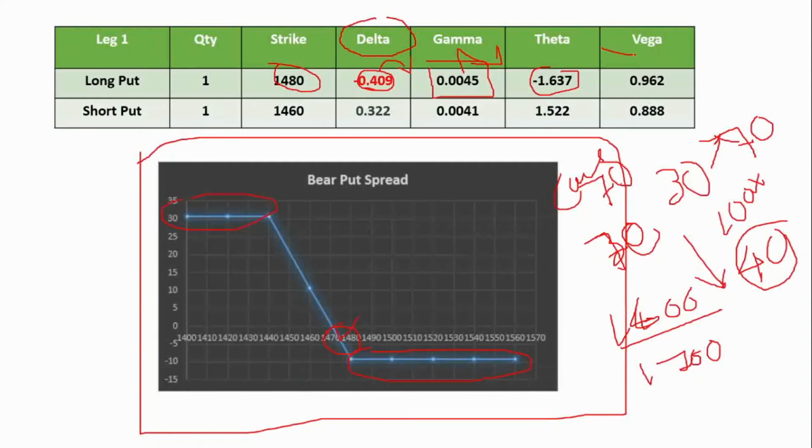So what is the Vega? Vega relates to the volatility level. If volatility increases by 1%, how much will the premium increase? Here it is 0.96. If volatility shoots up 5%, it will increase by 0.96 into 5, so almost 4 rupees 80 paise increase in its premium. Okay, this is all I wanted to let you know about that.